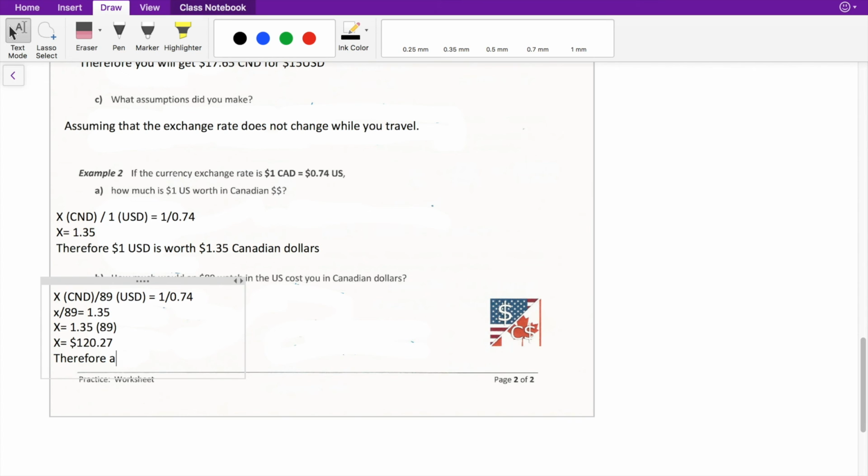Therefore, we look here, an $89 watch in the US will cost you $120 Canadian.